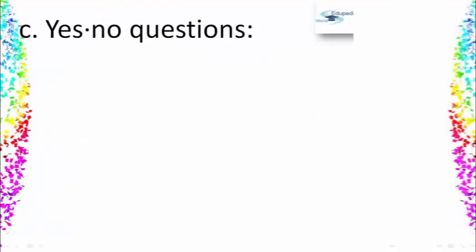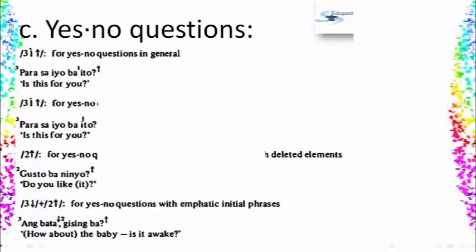Next use of patterns is for yes or no questions. The 3i up symbol is for yes or no questions in general. For example, para sa iyo ba ito? Is this for you?